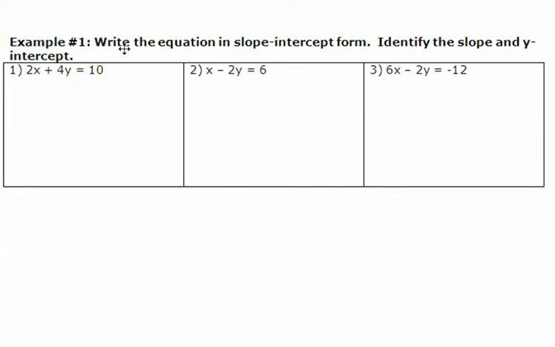So let's look at example 1. It says, write the equation in slope-intercept form. Identify the slope and the y-intercept. So again, slope-intercept form is y equals mx plus b. So when I want to write an equation in slope-intercept form, I basically want to solve for y. So for number 1, if I want to solve for y, we've done this before, I'm going to minus 2x to move that to the other side.